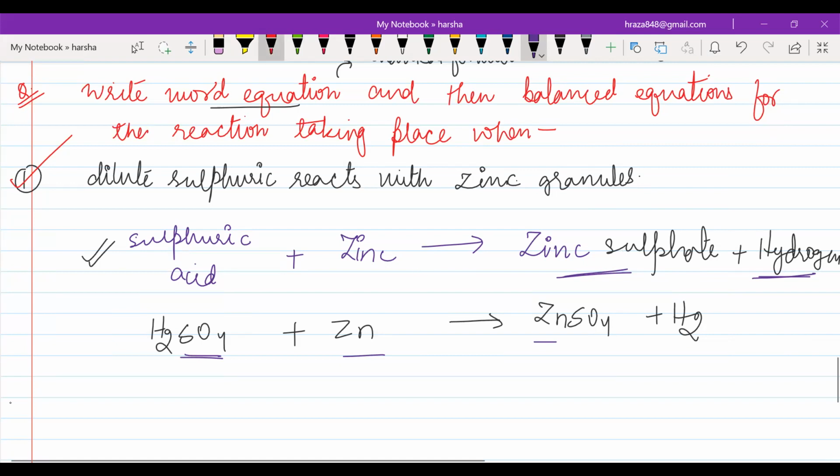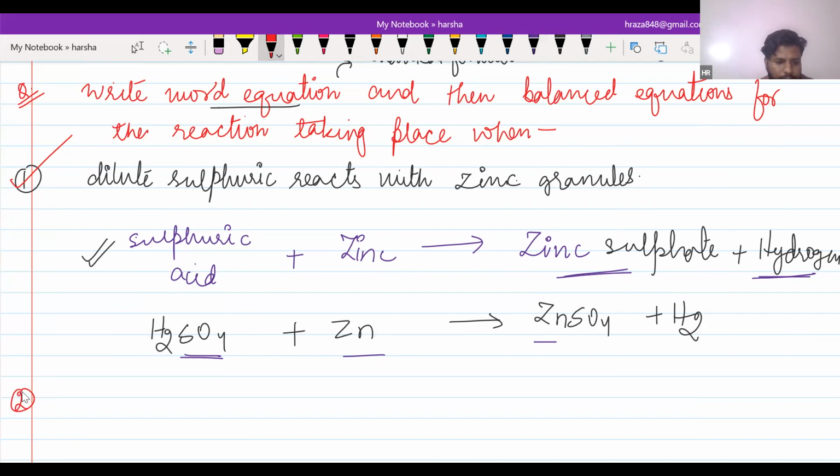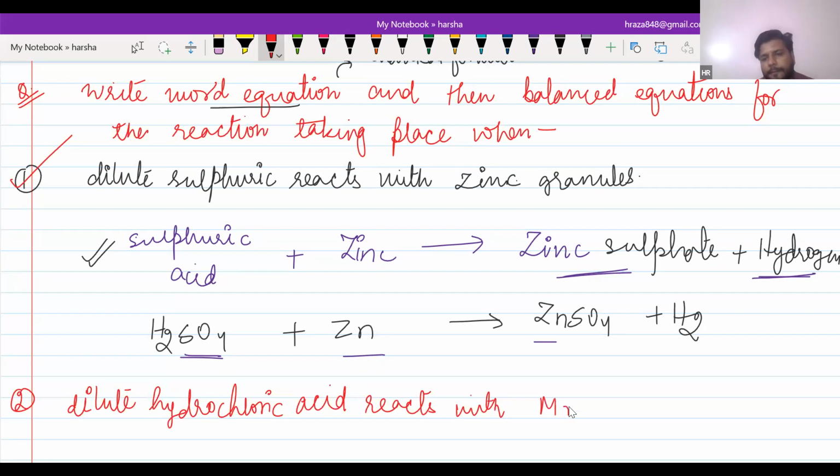Okay. So the next question comes out to be: dilute hydrochloric acid reacts with magnesium ribbon. Please write both the word equation and the chemical formula. Okay, sir.